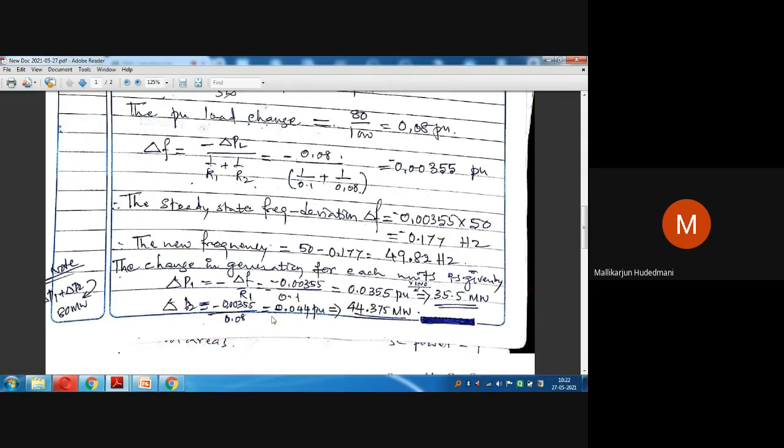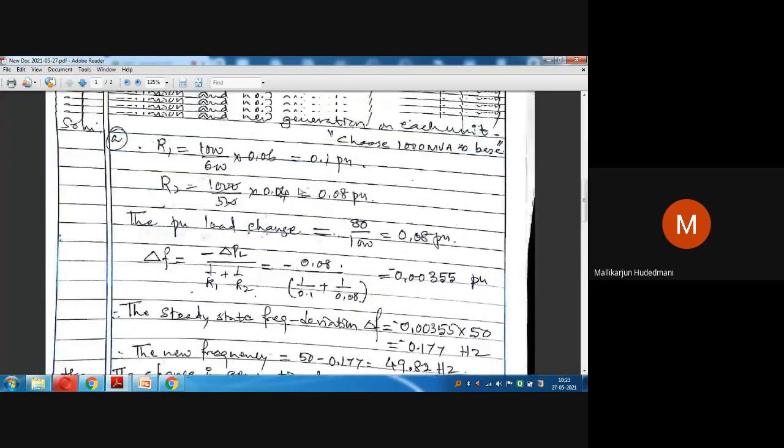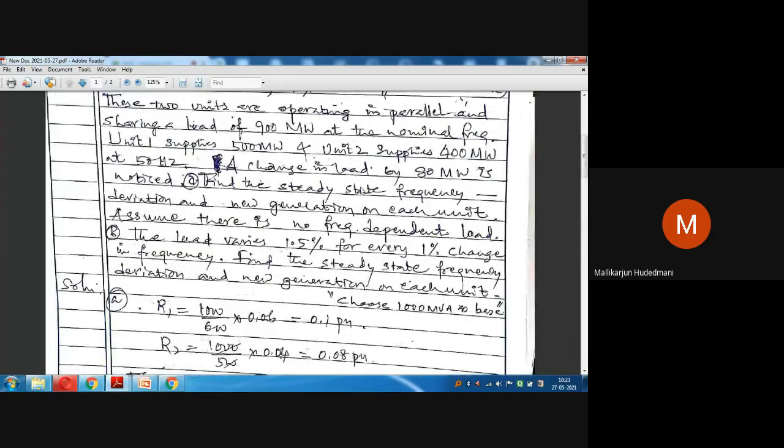Let's see how it is processed on the next page. Here, unit 1 is expected to supply now. Old it was supplying 500. Now it is 35.5 additional, so 535.5 is the new load on machine 1. Similarly, I have 400 plus 44.375 from machine 2, which is 444.375 megawatt. The revised frequency of this combination is 49.82 hertz. This is the outcome of part 1. Part 1 was demanding the steady state frequency deviation, new frequency, and share of each.